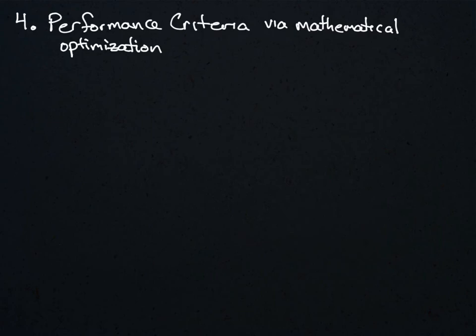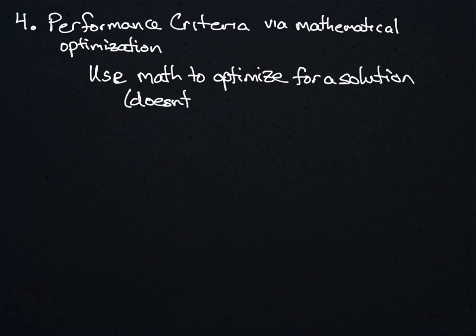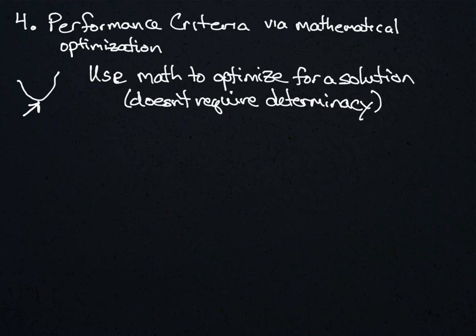The fourth technique that you can use is performance criteria via mathematical optimization, where you add a performance criterion to specify a unique set of forces among load-carrying elements, and then use mathematical optimization. So basically, this is a math technique where you optimize for a solution, and it doesn't require determinacy. So it removes the static determinacy constraint. You can have more equations than you have unknowns because you're looking for some sort of optimum point, right? Remember back to calculus where you found the minimums of functions or the maximums of functions or the inflection points of functions, those kinds of things.